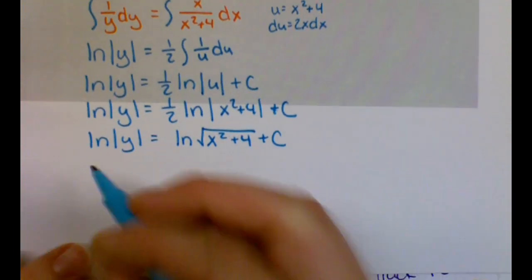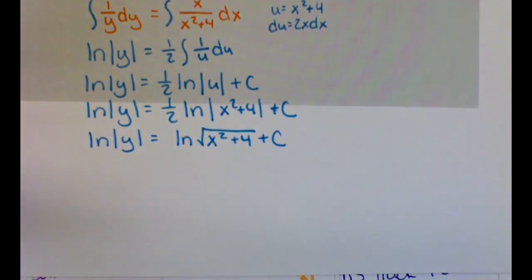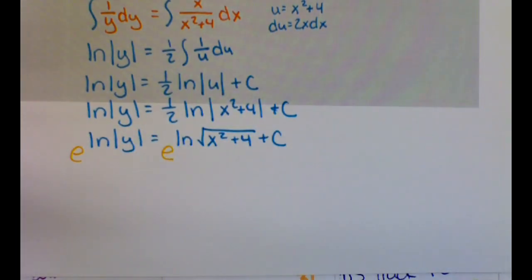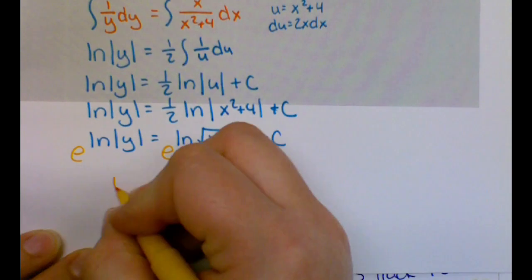Now, to undo a natural log, we take both sides and we make them the power on an e. So we raise e to each of those sides. e to the natural log of y is just y.